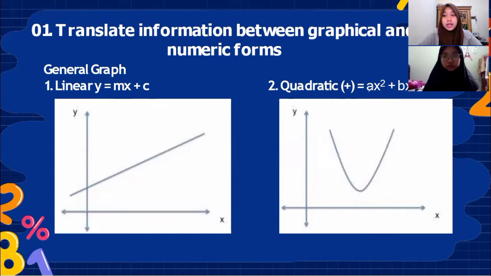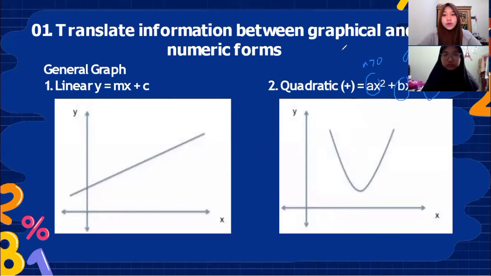where when a is more than 0, the curve opens up, and the vertex shows the minimum value. For this form, a, b, and c are constants, and a is not equal to 0.